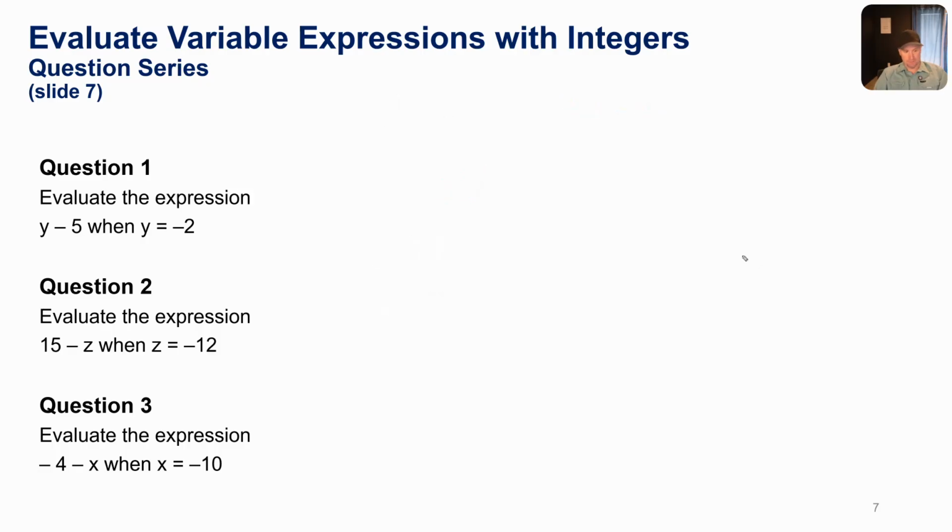Let's look at question 3. So question 3, evaluate the expression negative 4 minus x when x is equal to negative 10. So I'm going to substitute negative 10 into the x. So I put negative 4 and that minus symbol as well. And then I'm replacing the x variable with a negative 10. So at this point, I have negative 4.